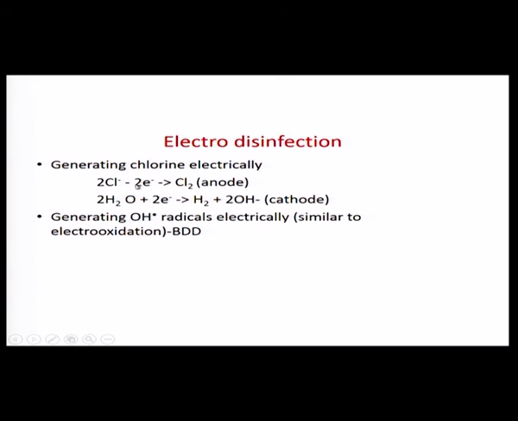Generating chlorine through passing current is the basis of this one. If you have chloride and you pass current, definitely electrons will be lost and chlorine will be formed at the anode. This is a reaction actually taking place, and this chlorine is a proven disinfectant. It can be used.